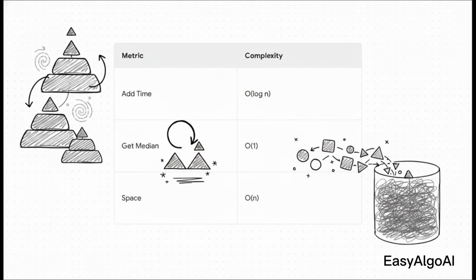Okay, the big O payoff. Adding a number to our structure only takes O of log n time, because inserting into a heap and potentially popping it over to the other heap to balance, those are logarithmic operations. But retrieving the median, grabbing the exact middle of a massive, endless stream of data, that is O of 1. It is instantaneous. It takes constant time because we're only ever looking at the very top of our heaps. Our space complexity is O of n, since we naturally have to store the n elements flowing into the stream, but honestly, this performance profile is just spectacular.